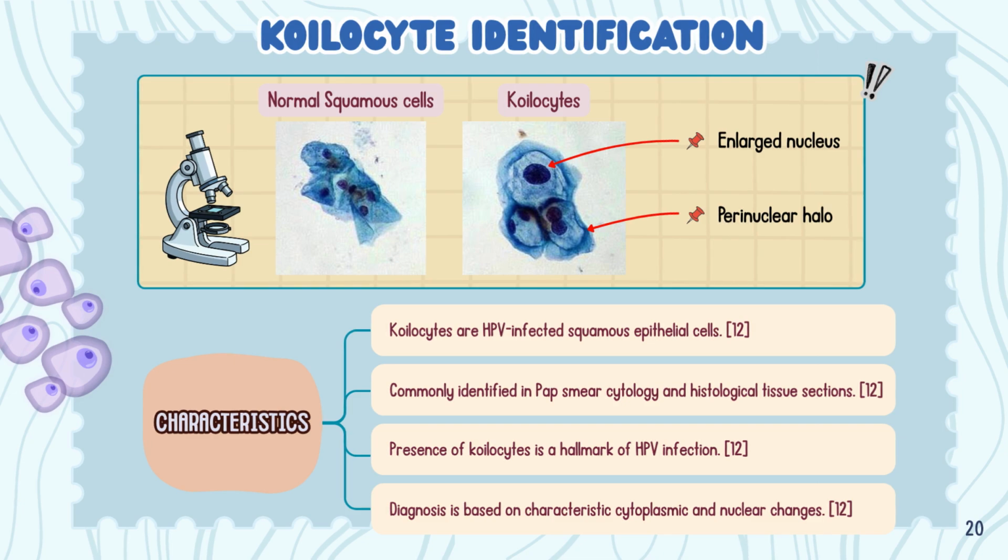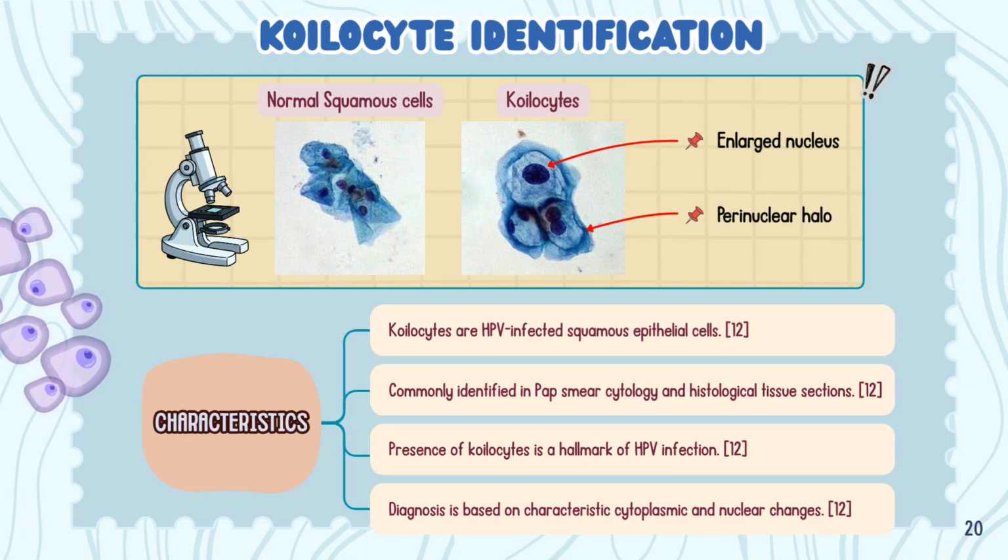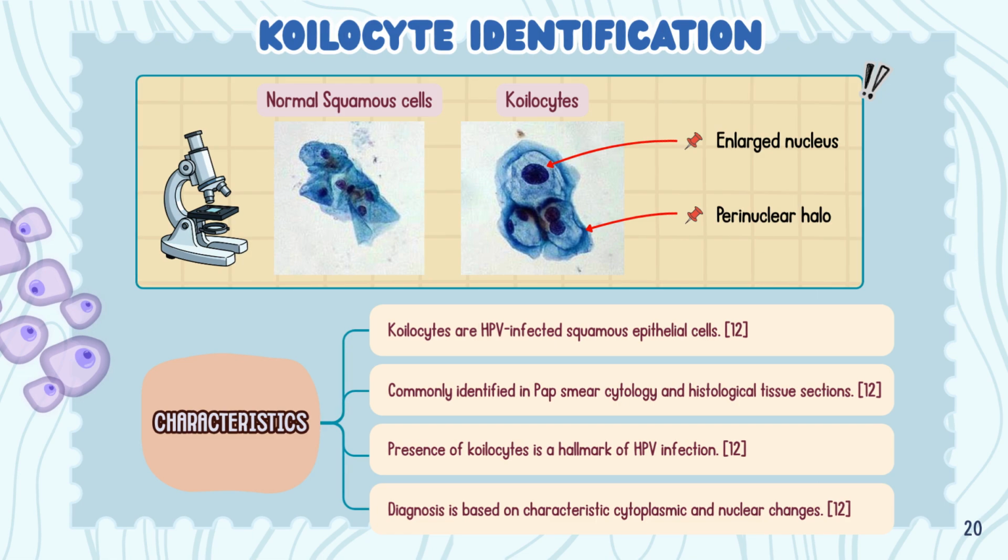Koilocytes are commonly identified during Pap smear examinations and in histological tissue sections, especially in the cervical transformation zone, where HPV actively infects maturing squamous epithelial cells. On the image, you can see a normal squamous cell on the left and a koilocyte on the right. Their presence is considered a hallmark of HPV infection, especially in low-grade squamous intraepithelial lesions, or LSIL.